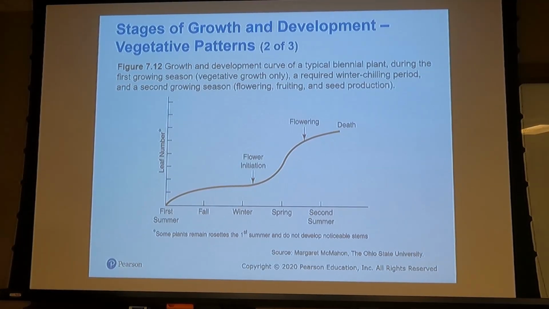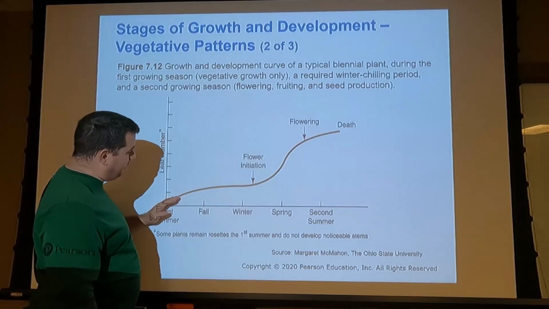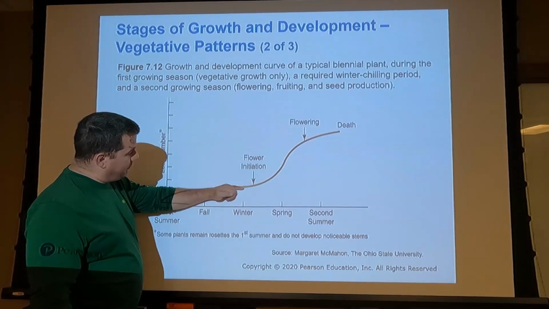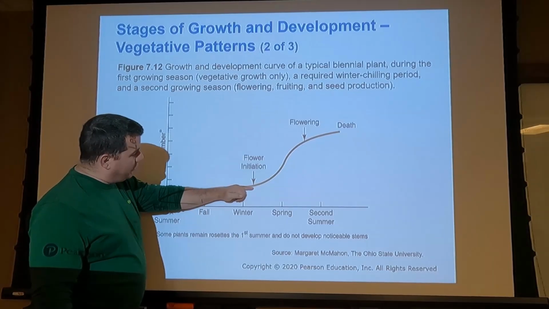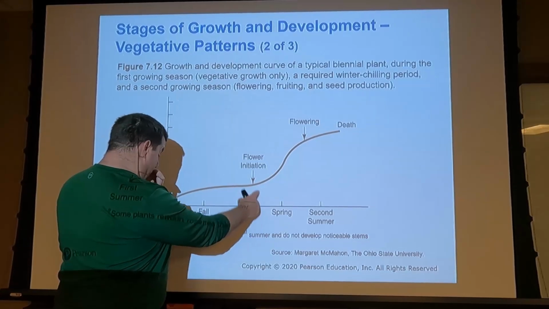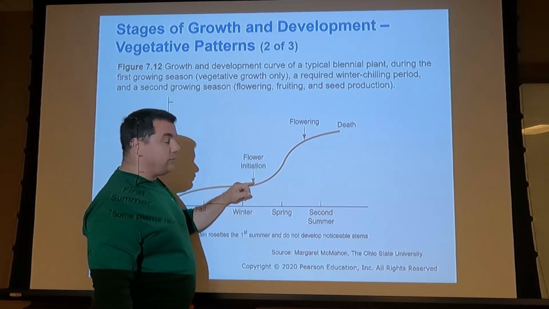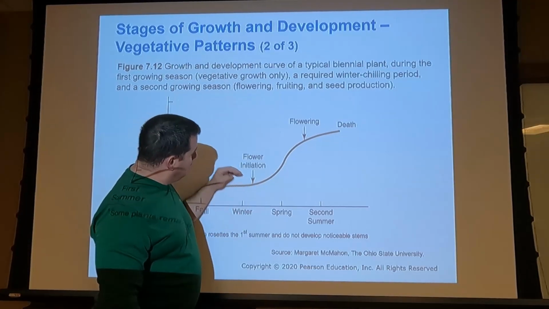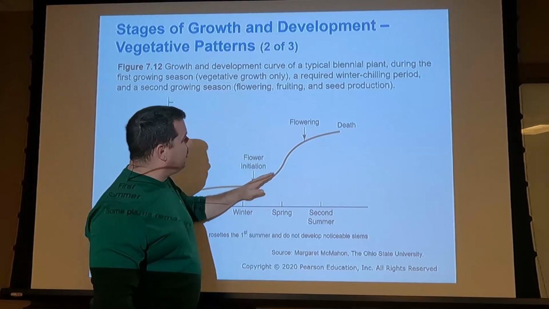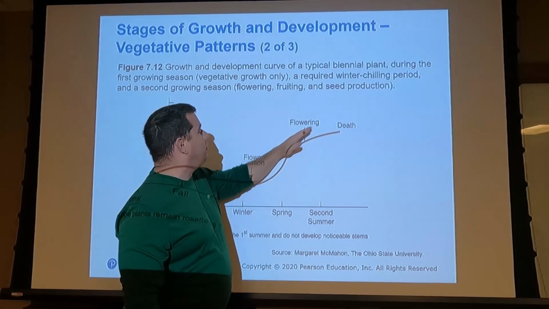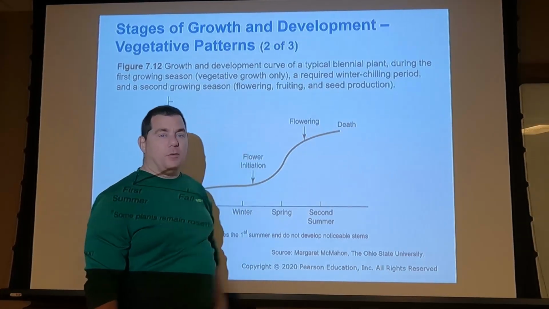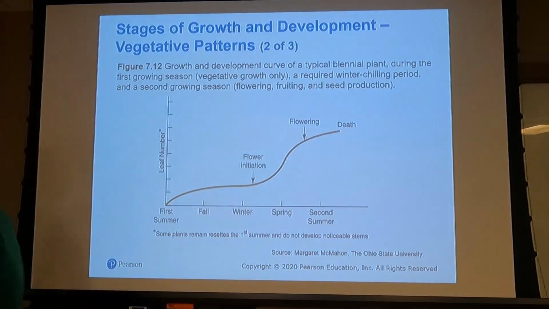This is the growth and development curve for a biennial. So here we are first summer. Here's our vegetative growth. Somewhere in the middle of winter, so here we are probably about February, we will get a flower initiation. Maybe this is March. We have flower initiation, and then finally we have another growth spurt. It will flower, and then the plant will die. It will give off the seed, and then have to repeat this cycle all over again.